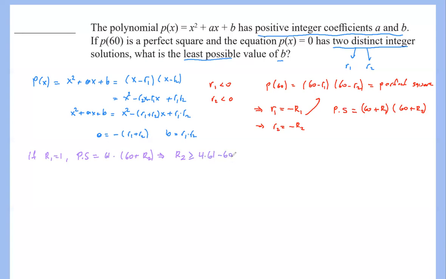So let's make sure we understand this part. We subtract 60 because I'm just trying to see what number I should have for this whole parenthesis.